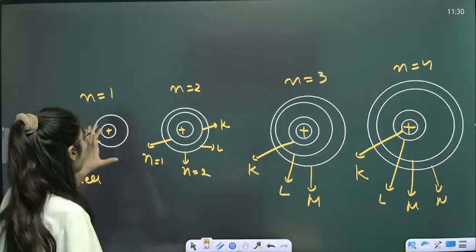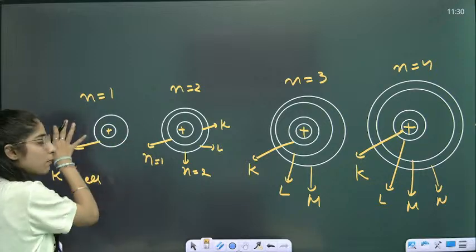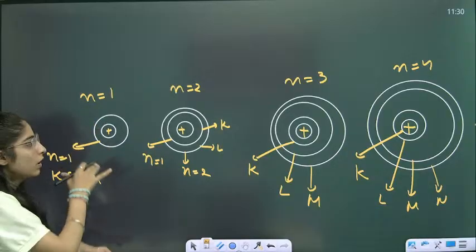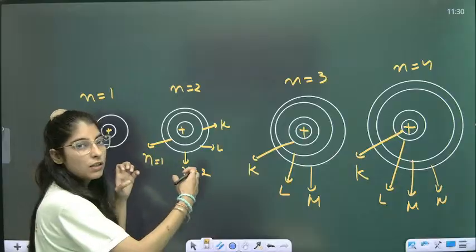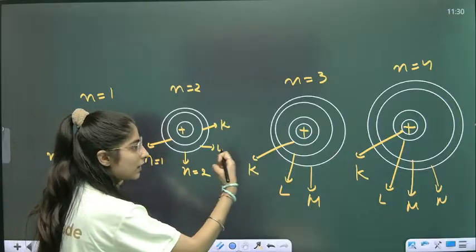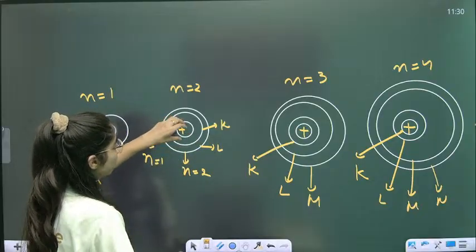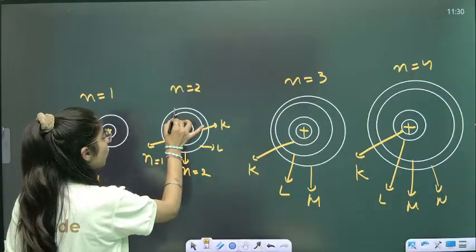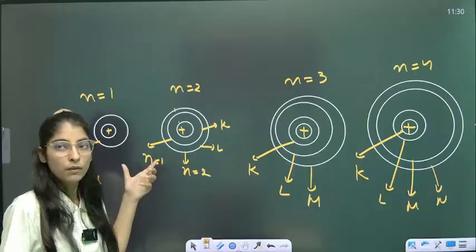How? See here, the force of attraction between the nucleus and the electron is maximum where the value of n is small. As we are moving ahead, the tendency of attraction between your nucleus and the electron is getting decreased. Here you can see that the force of attraction between the nucleus and the last orbit is going to be decreased as compared to n equals 1.